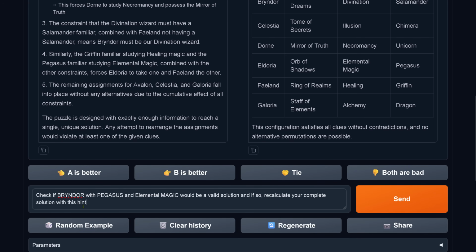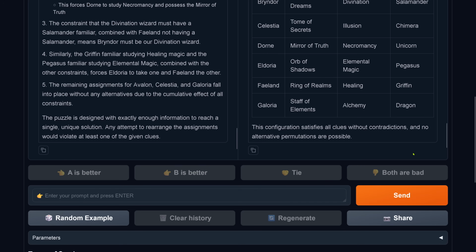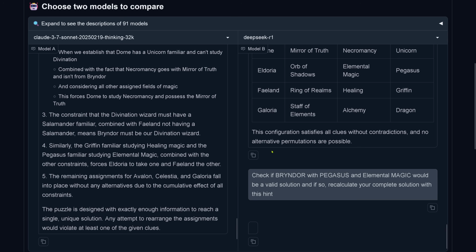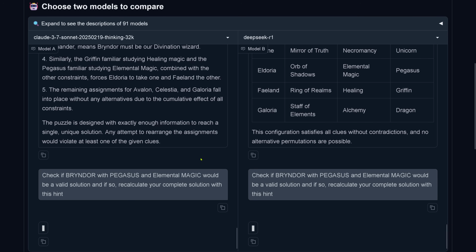So I say, okay, check if this and this is true, tell me if this is also a valid solution. So we give it the second solution I provide now to both sides here, to Claude 3.7 Sonnet thinking and to DeepSeek R1. Remember, on the left side, we have the expensive proprietary model. On the right side, we have a free DeepSeek R1 model. Up until now, they were absolutely correct. Both models found the correct solution.